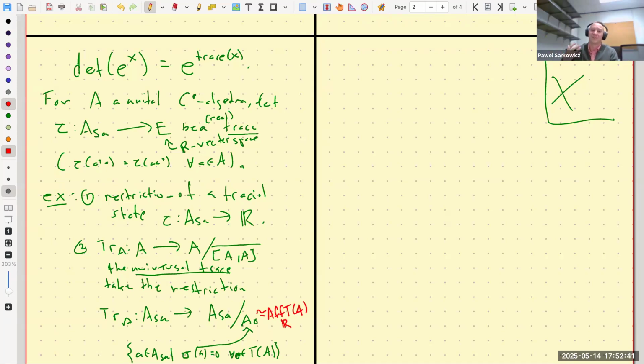This is why I wanted to generalize, restricting to self-adjoint things for the unitaries, to vector spaces so that I can include this universal trace as a trace. And another example is the center-valued trace on a finite von Neumann algebra.